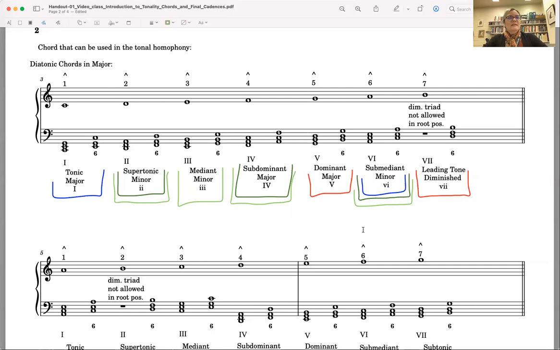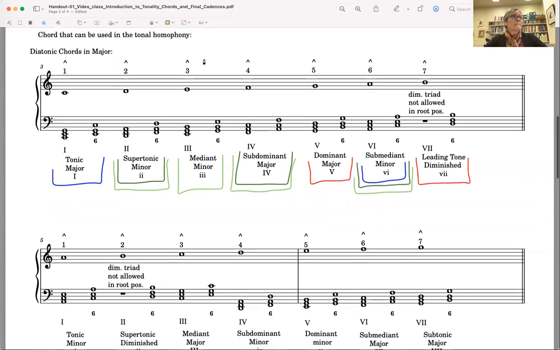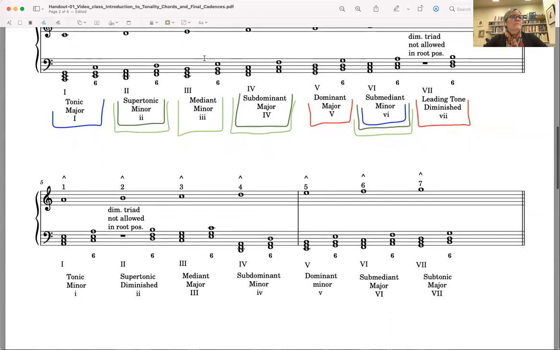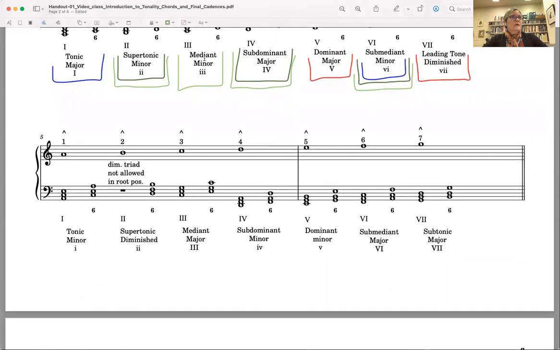Now, this is where things get interesting in minor, and I'm going to start the conversation in this video, and then I'm going to continue it in the second video for this class. So I'm going to keep those colors there so we can remember what they are.